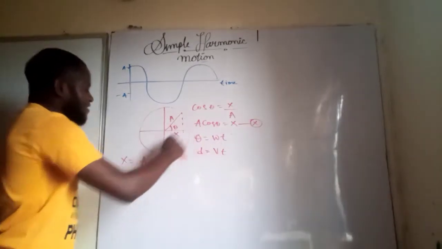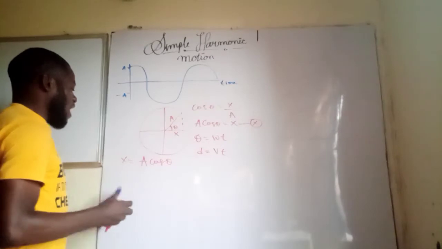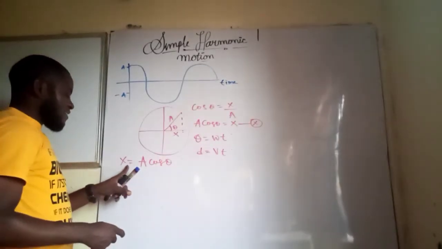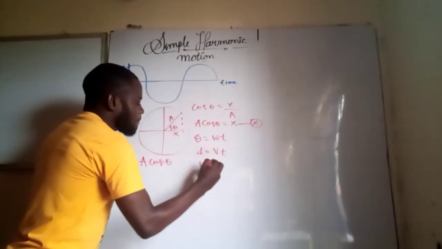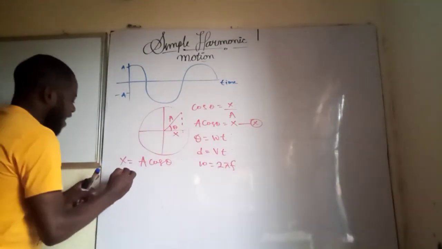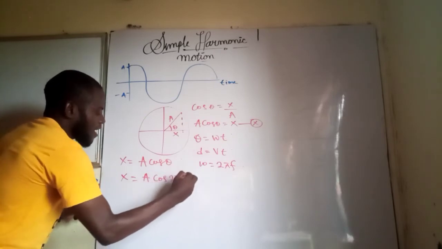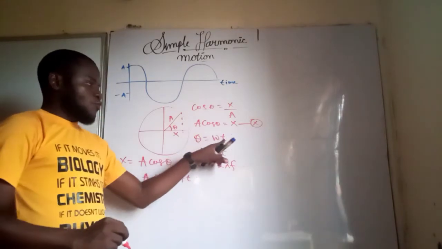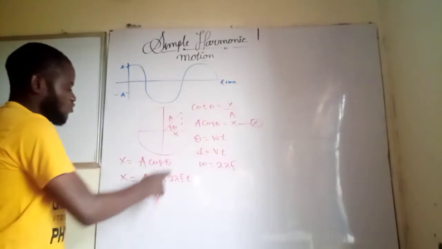Now, if I replace this theta with omega t, I'm going to have that x equals, instead of A cos theta, A cos omega t. But before then, omega is 2 pi f. Okay? x is now A cos 2 pi ft. Because theta is omega t, and omega is 2 pi f, if you put it here, you have 2 pi ft. So use this to replace theta.